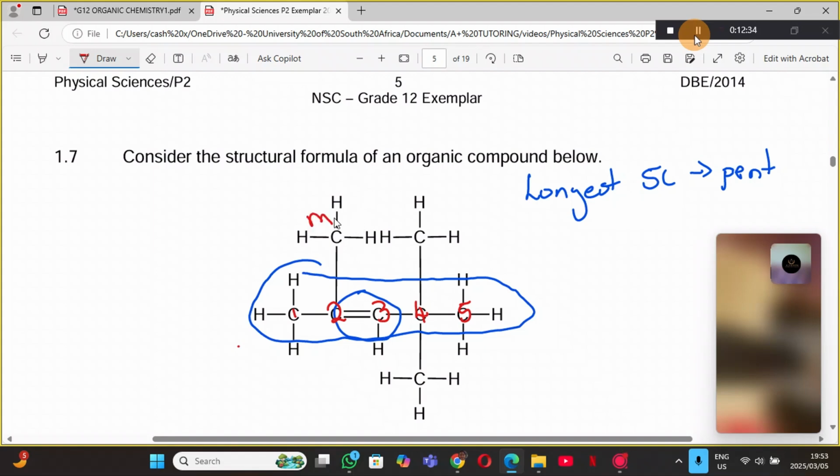Meaning it's a methyl, right? So I have a methyl on position 2 and 4. But on position 4 we have 2 methyls, so we write it twice. We have 4 and 4. So now in total, how many methyls do we have? 3. And 3 is tri.